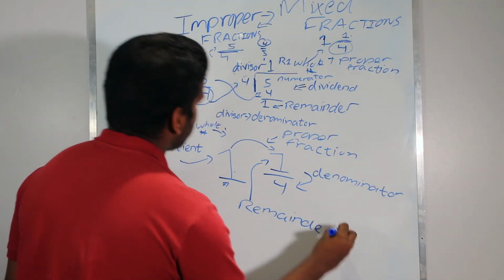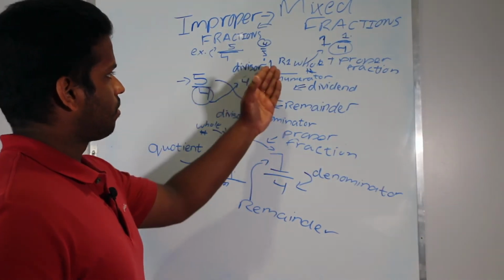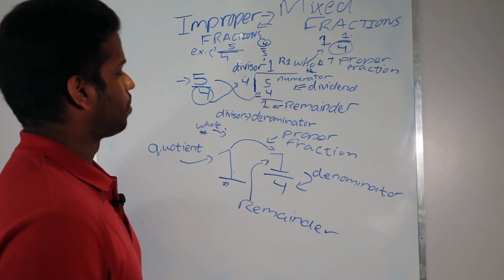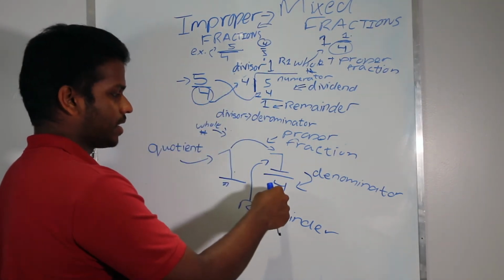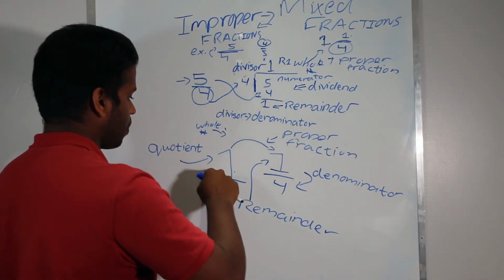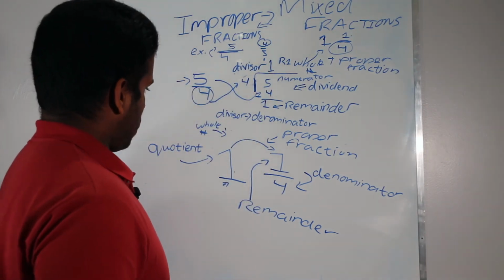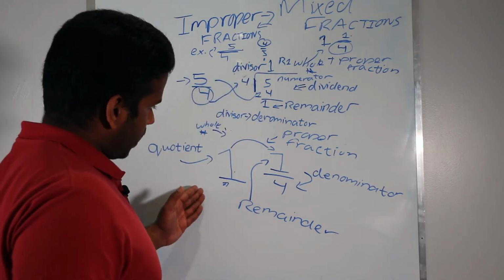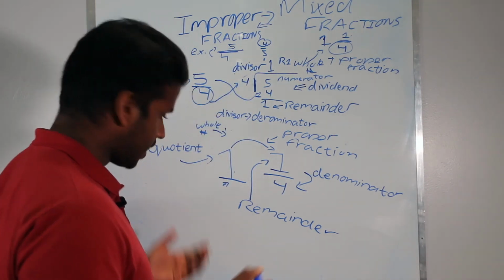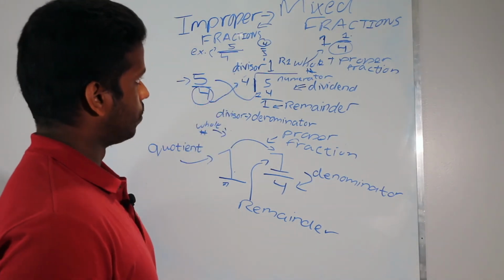So it's just a matter of knowing how to divide, and then knowing where to plug in which result. The denominator stays the same, you plug your remainder in as the numerator of the proper fraction, and you plug the whole number you get as your quotient into the whole number part of the mixed fraction. So that is how you convert improper fractions to mixed fractions.